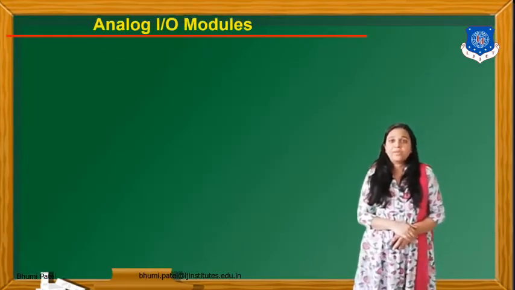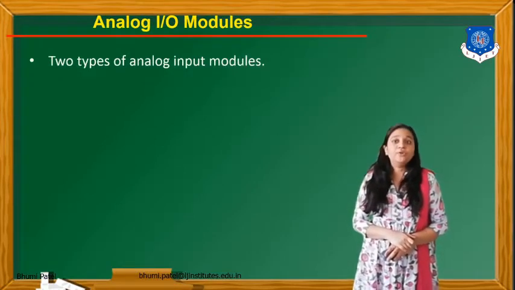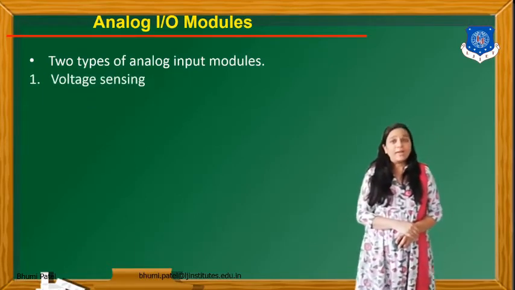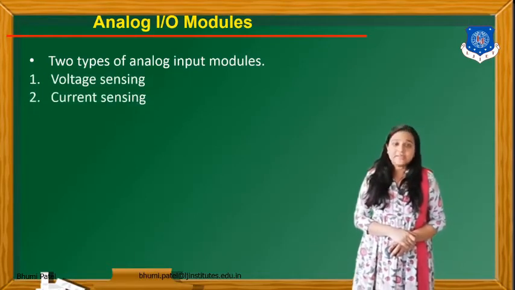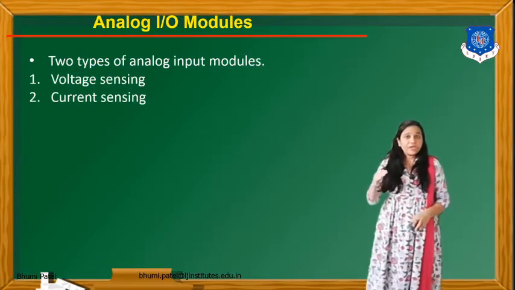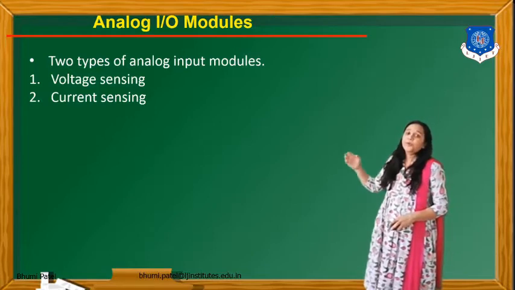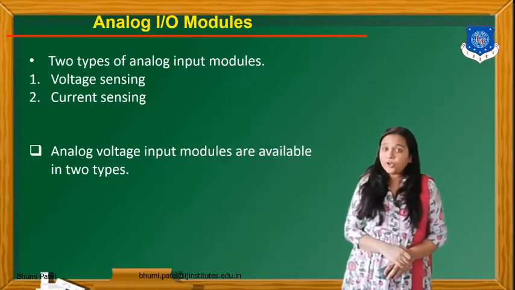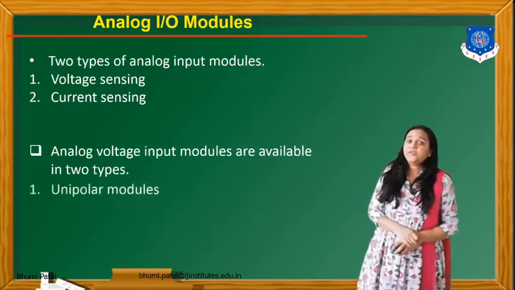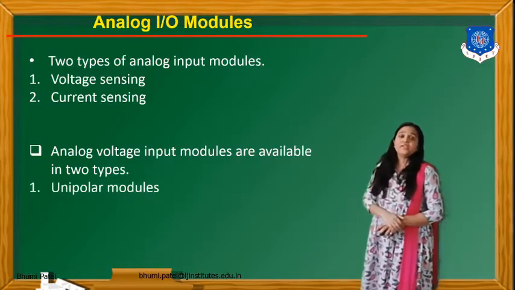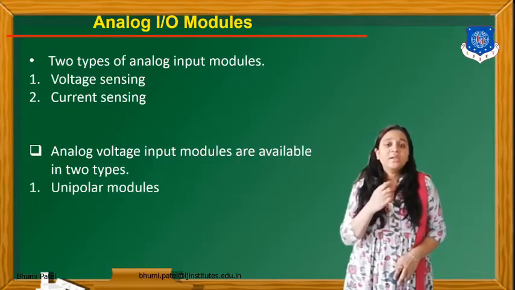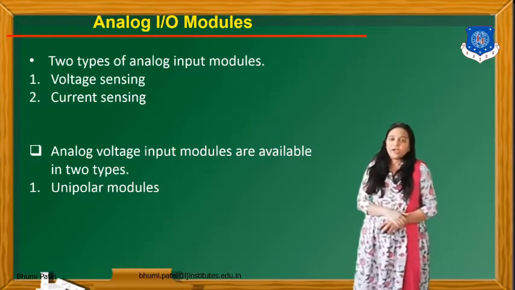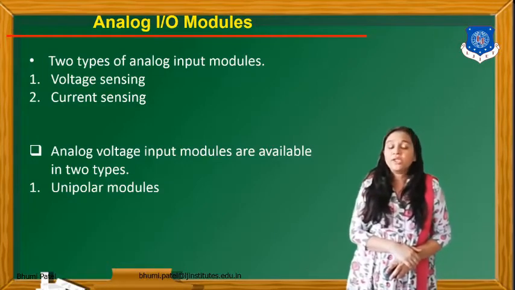Okay, so the main thing in analog I/O modules is that we use two types of analog input modules. The first one is voltage sensing and the second one is current sensing. Depending upon the input, we can connect the analog input module as voltage sensing or current sensing. Now the analog voltage input modules are again available in two types. The first one is the unipolar module. What is the unipolar module? The voltage direction is only one direction. If we connect only plus 5 volt, that type of module is known as a unipolar module.